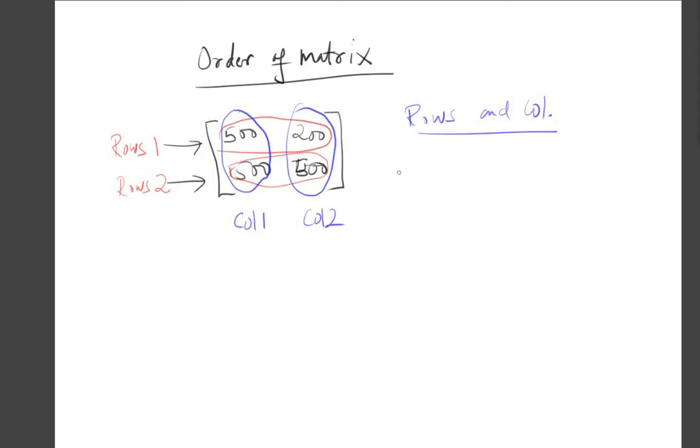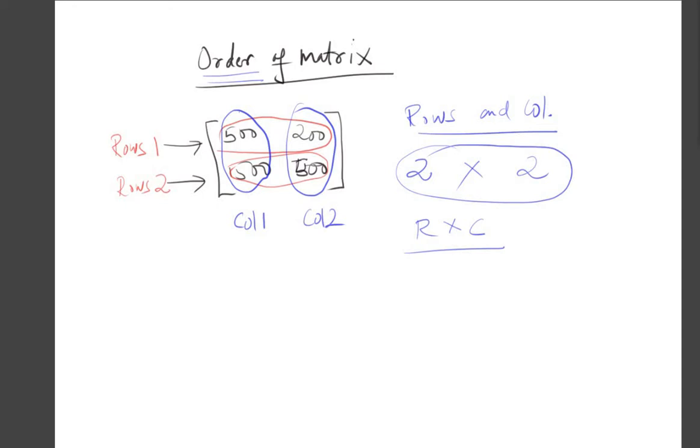These rows and columns are the ones that define what we call the order of a matrix. Here, how many rows do we have? We've got 2 rows. And how many columns do we have? We've got 2 columns. So the order of this matrix is 2 cross 2. The order of a matrix is always represented starting from rows cross columns, so it's always R cross C, which is rows cross columns.